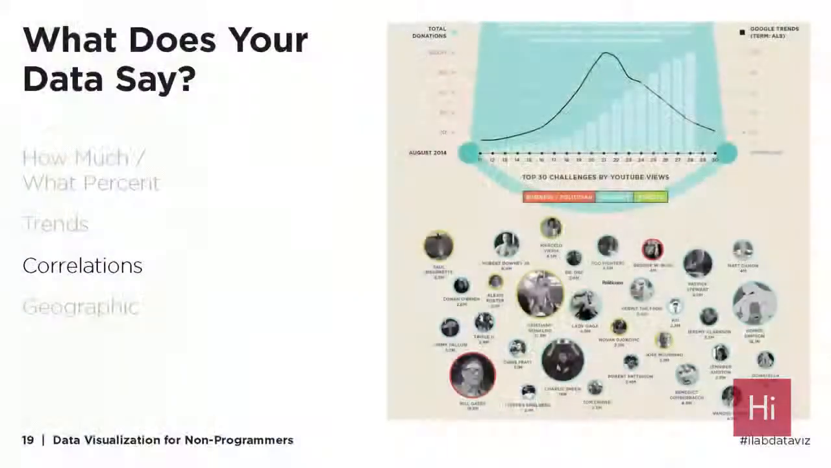In this particular graphic, we were wondering, did the ALS Ice Bucket Challenge have any effect on ALS donations? Remember last summer when everybody was throwing ice all over themselves? That's what this is looking at. To do that, we took a look at Google search interest, which I mentioned earlier. How many people are Googling ALS to learn about it? That's what that black line is.